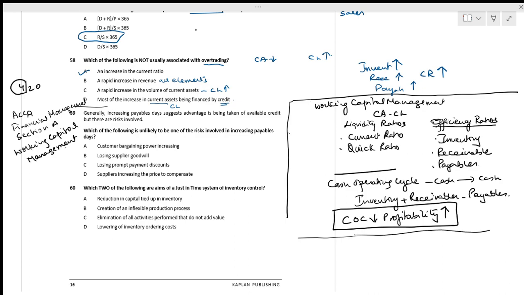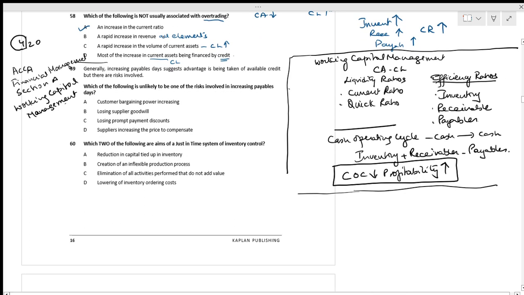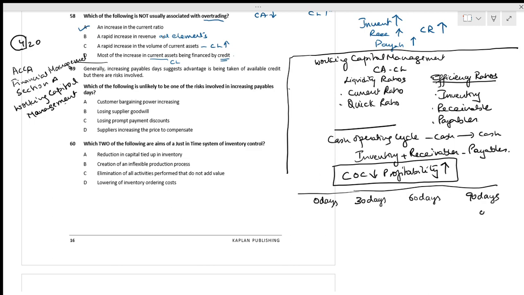How will it work? Whenever they are going to give us credit, there is a very clear-cut structure. 0 days, 30 days, 60 days, 90 days. Maximum 90 days credit will be given. If 90 days credit is given, it is 0 discount. Okay, you have to pay in full. If it is 60 days, you have to assume, this is only an assumption, you get a 2% discount. If it is 30 days, you get a 4% discount. If it is 0 days, meaning you are paying full cash payment, you will get a 5% discount.